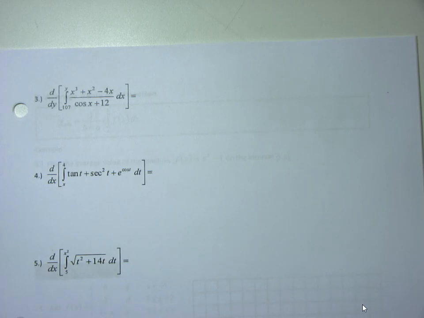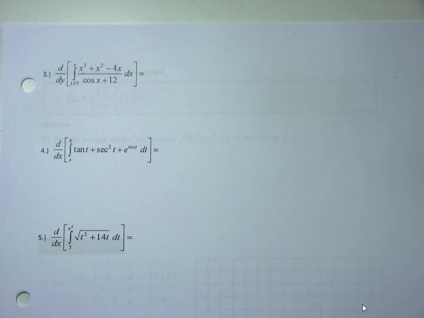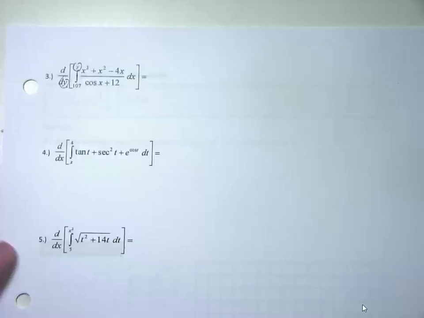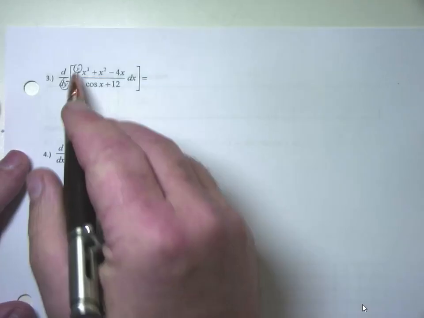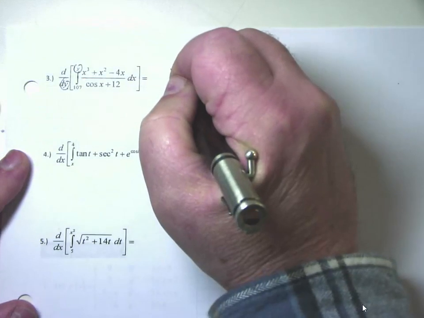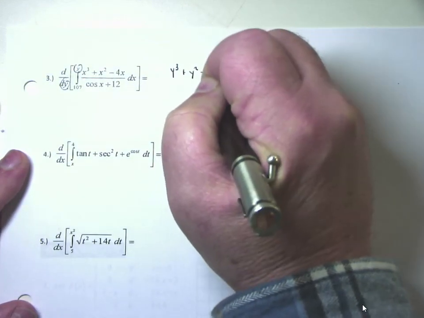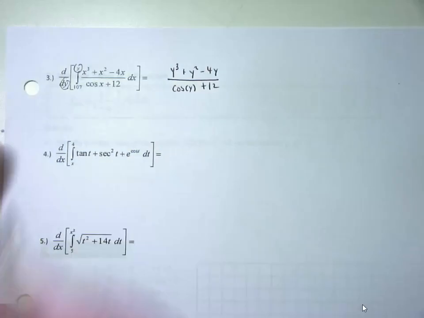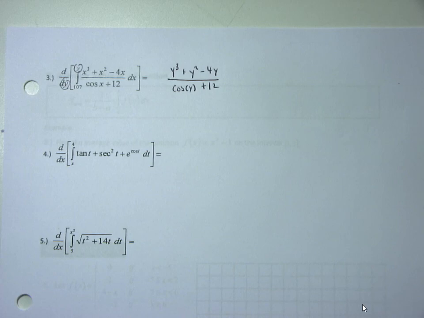The derivative with respect to y of the integral from 107 to y of x cubed plus x squared minus 4x over the cosine of x plus 12 dx. Well, all I did on this one was change my variable. What's my variable of interest in this problem? We're taking the derivative with respect to y. I'm focused on y's only, and there's a y on the top bound. So what's the answer? Well, the derivative and integral cancel. Y is on top, so the answer is going to be y cubed plus y squared minus 4y divided by the cosine of y plus 12. What happened to 107? That's a constant. It eventually died off anyway. Does that make sense?